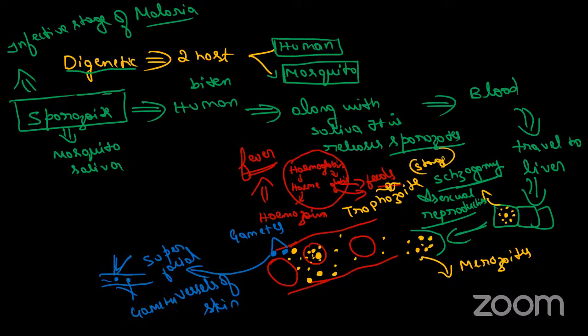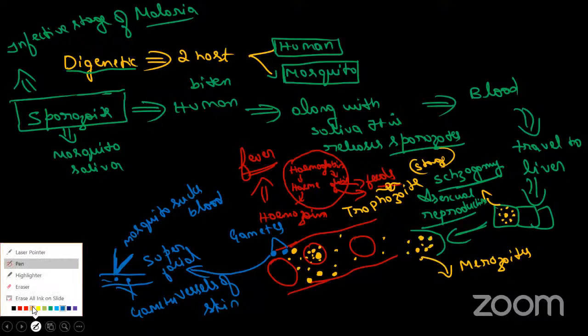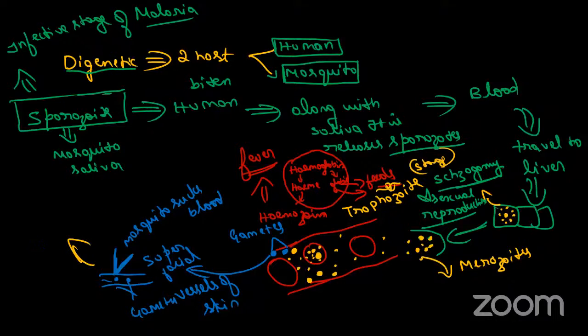Now what will happen? The mosquito sucks this blood. See here, the mosquito sucks the blood. Through the mosquito, the gametes are taken, the male and the female gametes, right? The male and female gametes are taken by the mosquito.